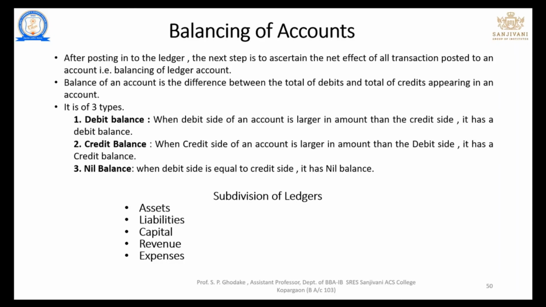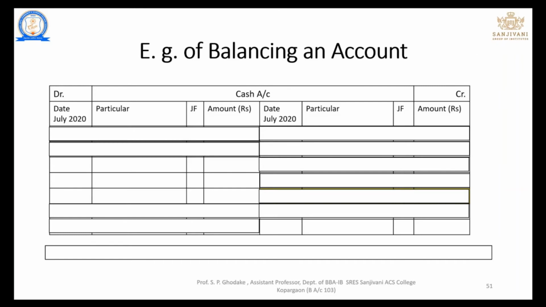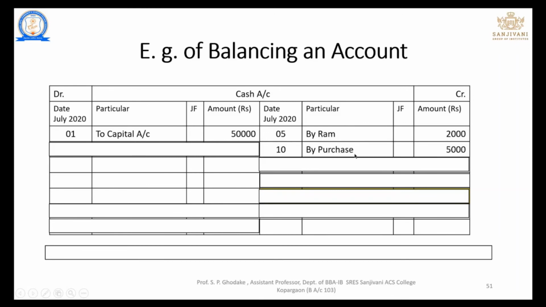As you are now clear about balancing of accounts, we'll see one example to understand in detail how the balancing of an account is done. Here is an example of a cash account, where there is a debit side and a credit side. The cash account is a real account. On the 1st, there is one transaction, to capital account 50,000. On the 5th we have by RAM 2,000. On 10th July we have by purchases 5,000. On 15th we have to sales account 5,000.